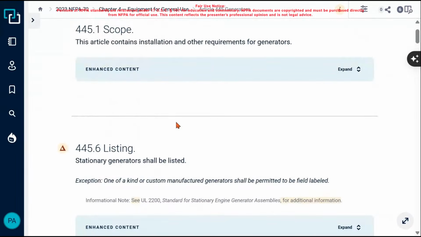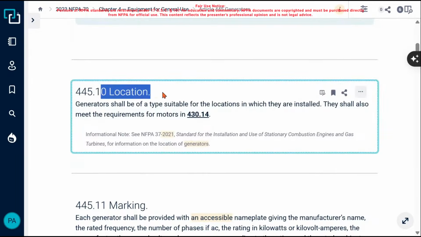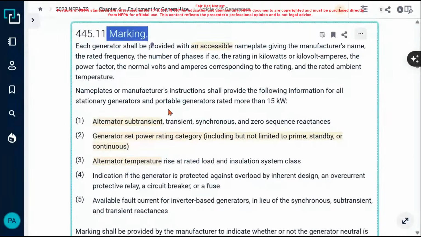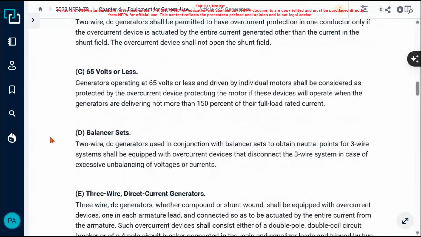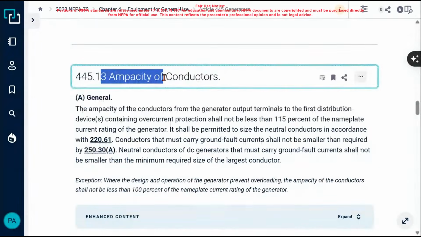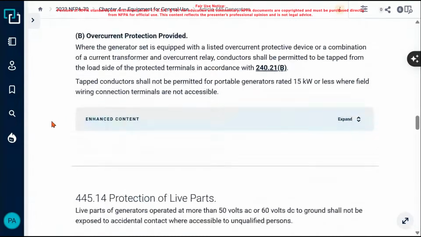And what are we looking for? Remember, live parts. Okay. We're looking for anything about unqualified persons. We're looking for a volts rating. We're looking for all that. So let's go. So listing, nope. Location, nope. Markings, nope. Not part of our question. Overcurrent protection, didn't ask about that. Ampacity of conductors, didn't ask about that. We're asking for a voltage rating.